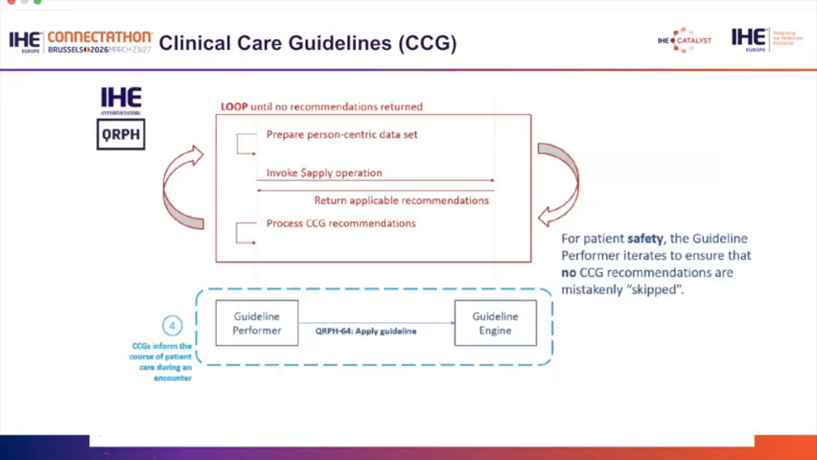Okay. And then there's a looping. So many patients have more than one condition. They may be subject to multiple clinical care guidelines, and that requires that the system loop through and make sure that they've exhausted all of the guidelines that pertain to that patient before completing its recommendation. Next slide, please.